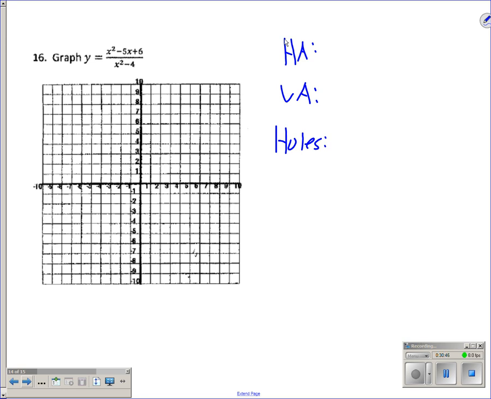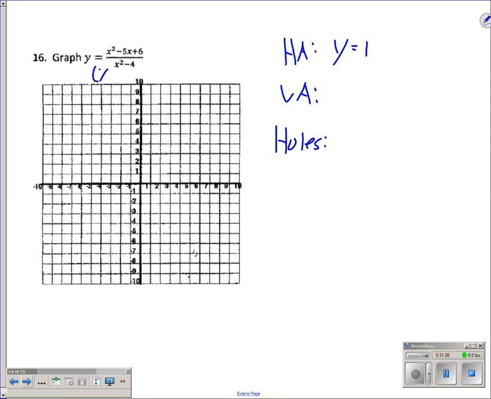Okay, so let's start with the horizontal asymptote. The highest power on top is x squared. The highest power on the bottom is x squared. So they're the same, and you take the leading coefficients, which gives just y equals 1. All right, as far as vertical asymptotes and holes go, let's see how this bad boy factors.